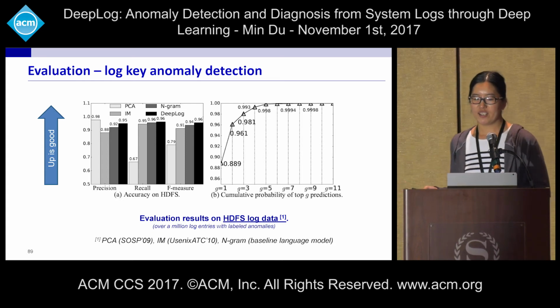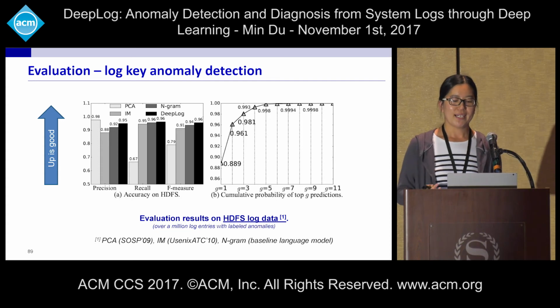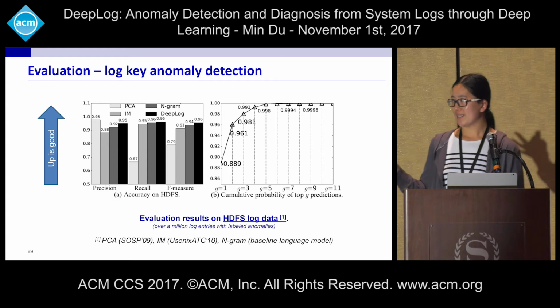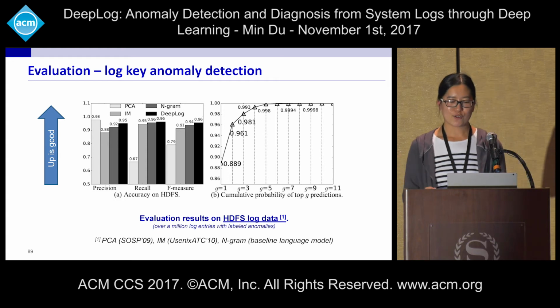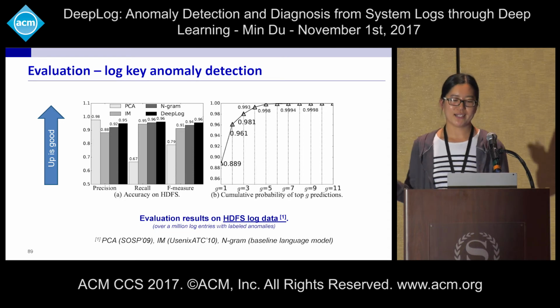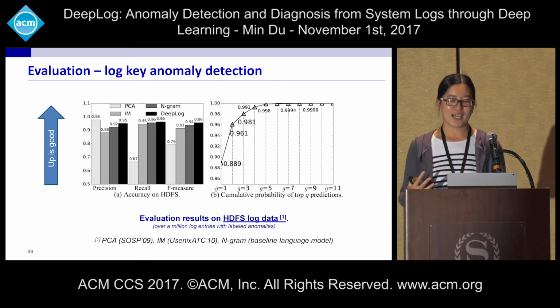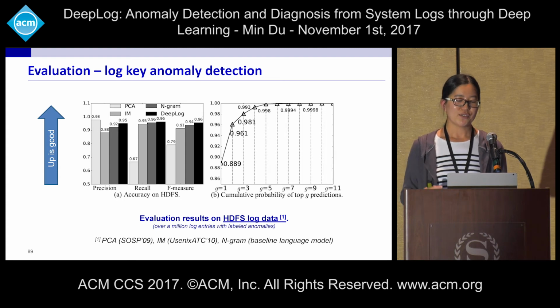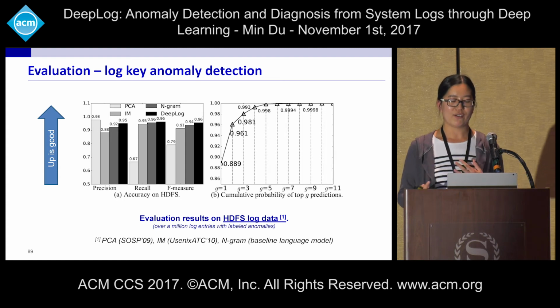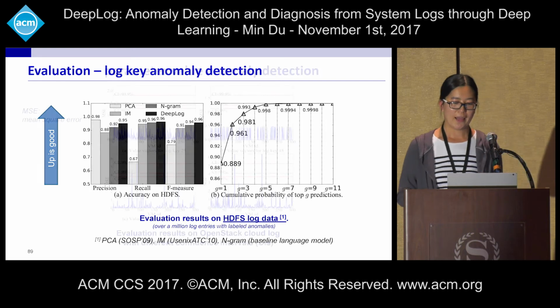And on the right figure, it is the cumulative probability of top G predictions, meaning by how many percent the actual next log key is within our top G predictions. For example, with about 89%, the actual next log key is exactly our top first prediction, and with about 100% accuracy, the actual next log key is within our top 5 predictions, which shows the validity of our approach to use an LSTM model for this type of prediction.